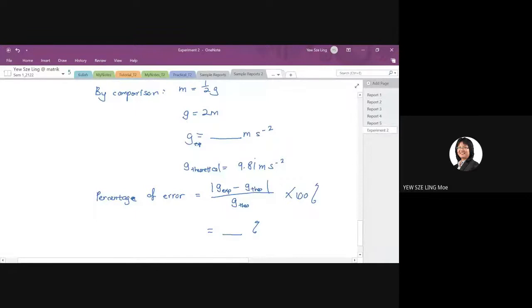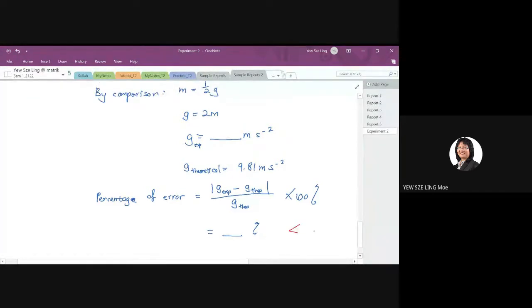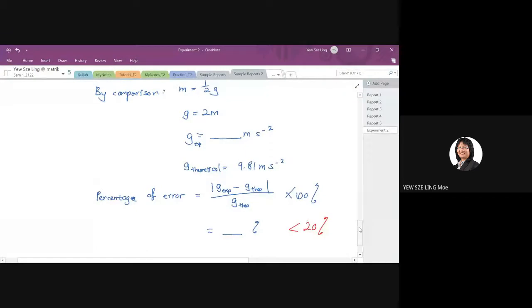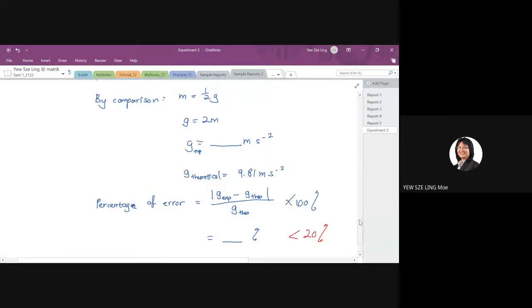Now, this value plays a very important role, since we have the theoretical value. If this value is less than 20%, then we can say the value is very good and acceptable. If it is larger than 20%, the reading is not acceptable, so the objective is not achieved. But it seldom happens, unless you make a huge mistake in the experiment and get an error greater than 20%. If the error is less than 20%, then the reading is accepted. We can accept the range up to plus minus 20%.